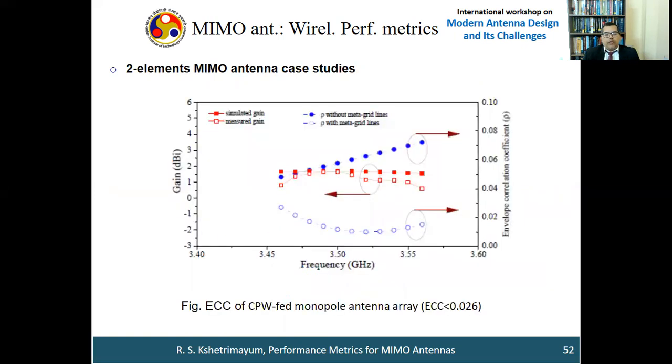Because of that, you can see that there's a significant reduction in the ECC. Here you can see the blue curve is for the ECC without meta-grid lines. And the ECC with the meta-grid lines is also shown here. You can see that ECC with the meta-grid lines is always less than 0.026. This is quite good.